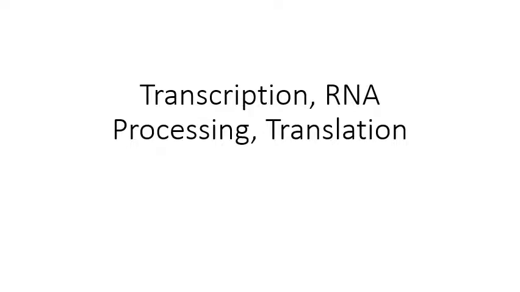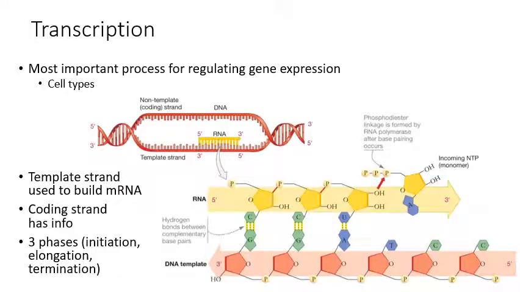Okay, so this is my presentation of Chapter 17 on transcription, RNA processing, and translation, which are the processes involved in gene expression: using a gene to make a protein or a gene product. The first process is transcription. In terms of regulating gene expression, controlling which genes are used to make proteins when, transcription is the most important process out of the three.